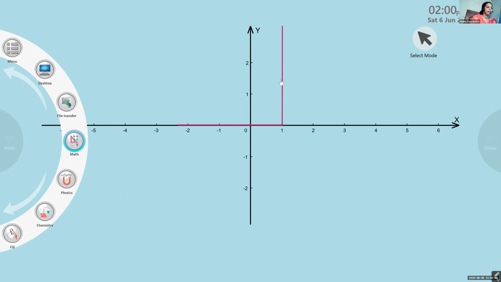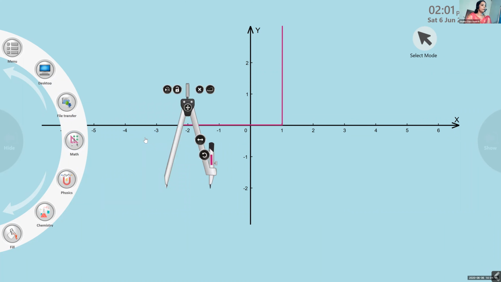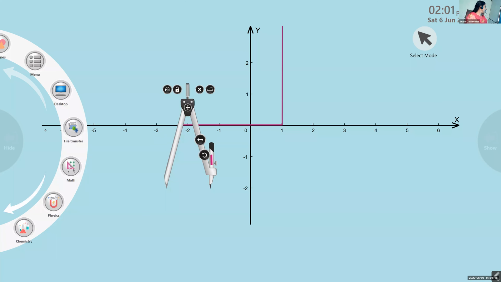So there is one right angle perpendicular line at one. Adil, listen to me. At one, you have one perpendicular line. Now, again, I have to take the compass. You also take your compass. Why do we have to take the compass? Now I'll show you. Listen.